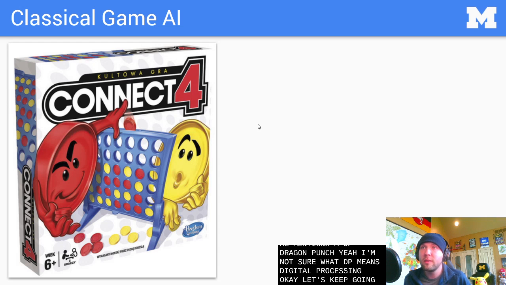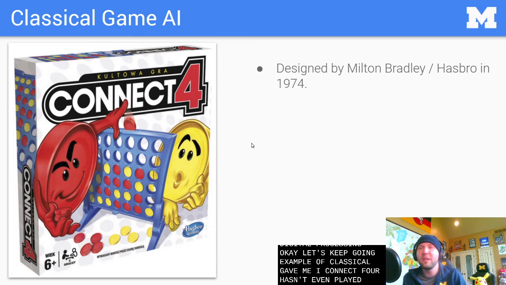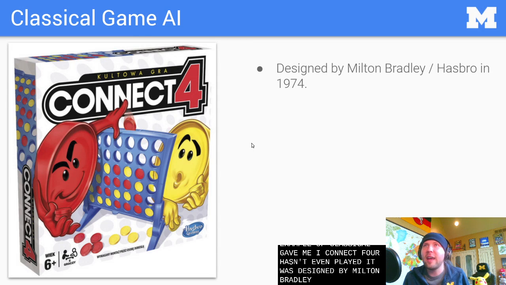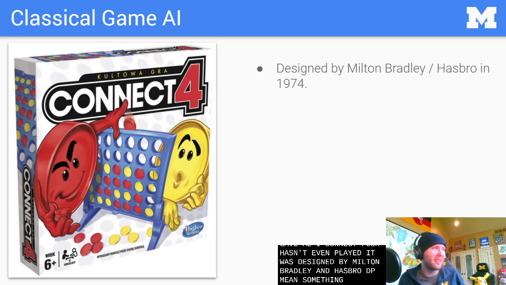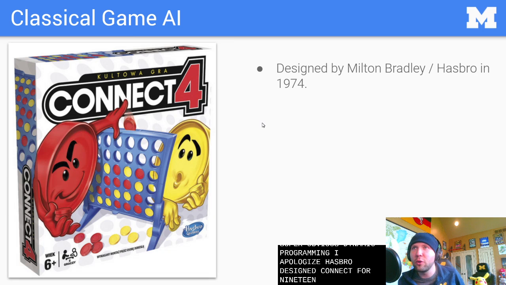Okay, so here's an example of classical game AI, Connect 4. Has anyone played it? It was designed by Milton Bradley and Hasbro. DP means something that's super obvious, but I'm not. Dynamic programming. I apologize. Okay, so Milton Bradley and Hasbro designed Connect 4 in 1974, okay?